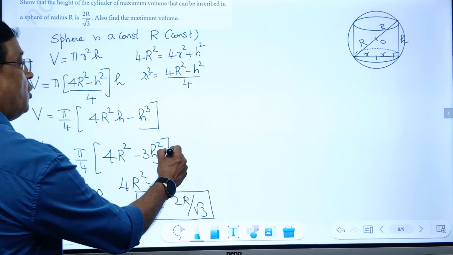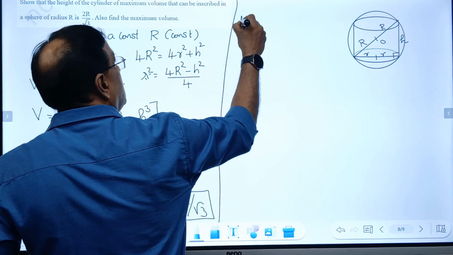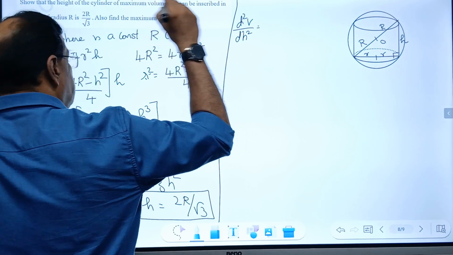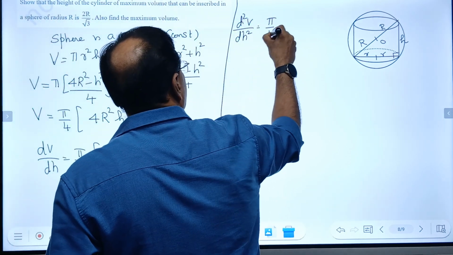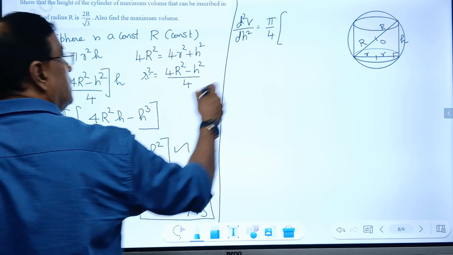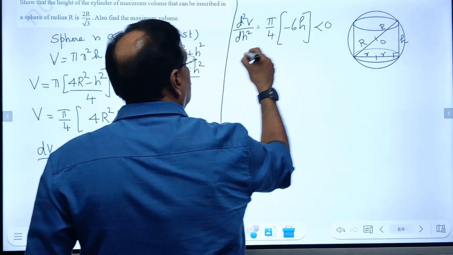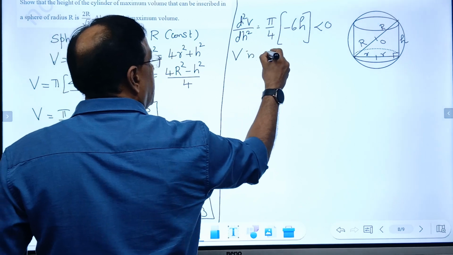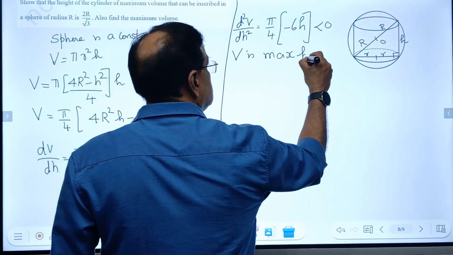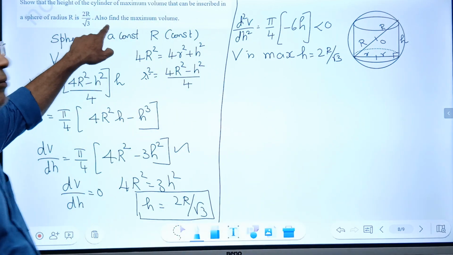Now I have to show the volume is maximum. So I do the second derivative. d square v by dh square, which is pi by 4 into differentiation of 4r square will be 0 because it's a constant. This is minus 6h. Therefore, V is maximum when h is 2r by root 3. That's what I wanted to prove.